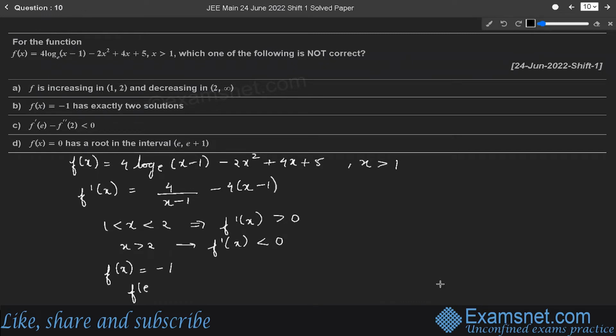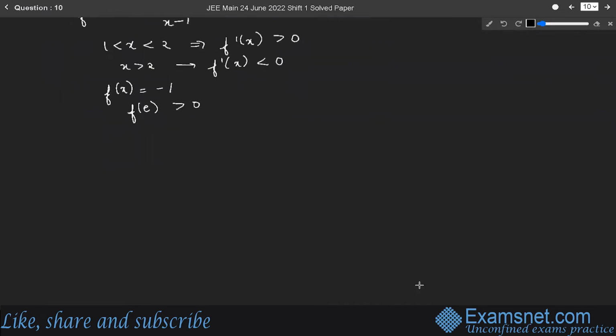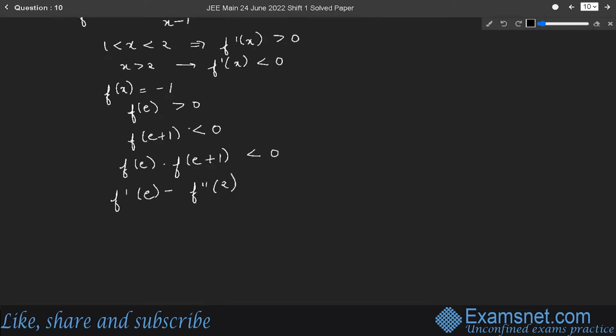Now f of e is greater than 0. If f of e is greater than 0, then f of e plus 1 will be less than 0. Now f of e into f of e plus 1 will be less than 0. So we can say that option D is also correct. Now f dash e minus f double dash 2 will be equal to 4 upon (e minus 1) minus 4 into (e minus 1) plus 8, which will be greater than 0. So we can say that option C is not correct.